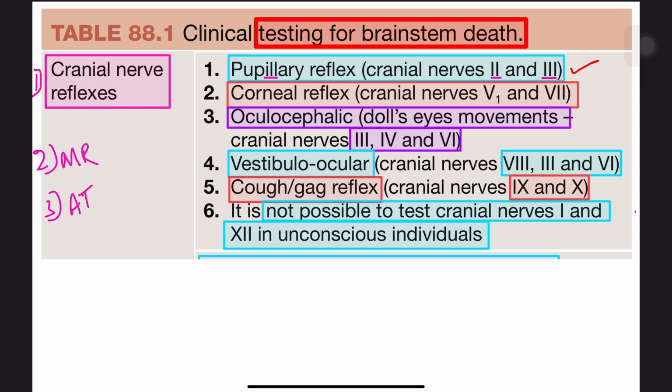So today we'll talk about cranial nerve reflexes and how to remember the nerve associated with each reflex. The first one is the pupillary reflex.